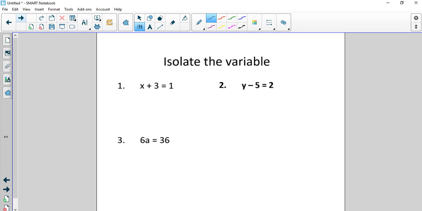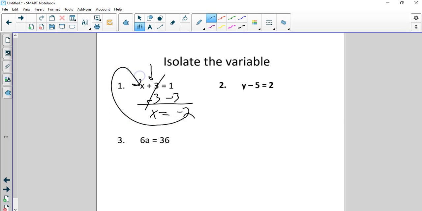Okay, now we have some basic equation solving. We want to get the variable by itself. What's happening to the variable? It's being increased by 3. If we want to undo that, we do the opposite, which is subtract 3 from both sides. Which gives me x equals 1 minus 3, which is negative 2. Be careful of that. And the beauty of algebra is you can take this and plug it back in here. Negative 2 plus 3 is 1. Check.